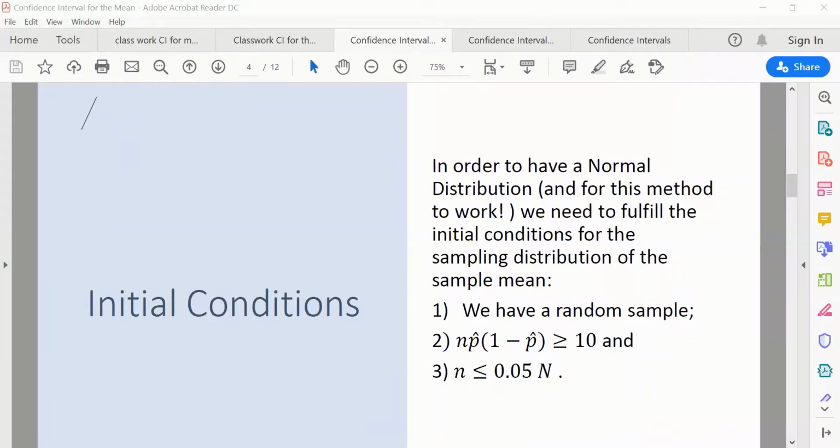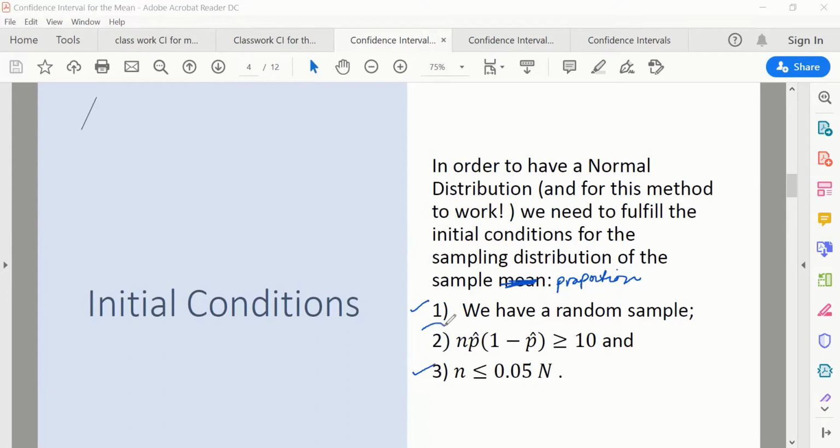Sorry about that. So these are the initial conditions for being able to do the sampling distribution of the sample proportion. And this word should be proportion. So these should be familiar from chapter 8. We need to have a random sample. N times p-hat times 1 minus p-hat is greater than or equal to 10. And the sample size, n, has to be less than or equal to 5% of the population size.